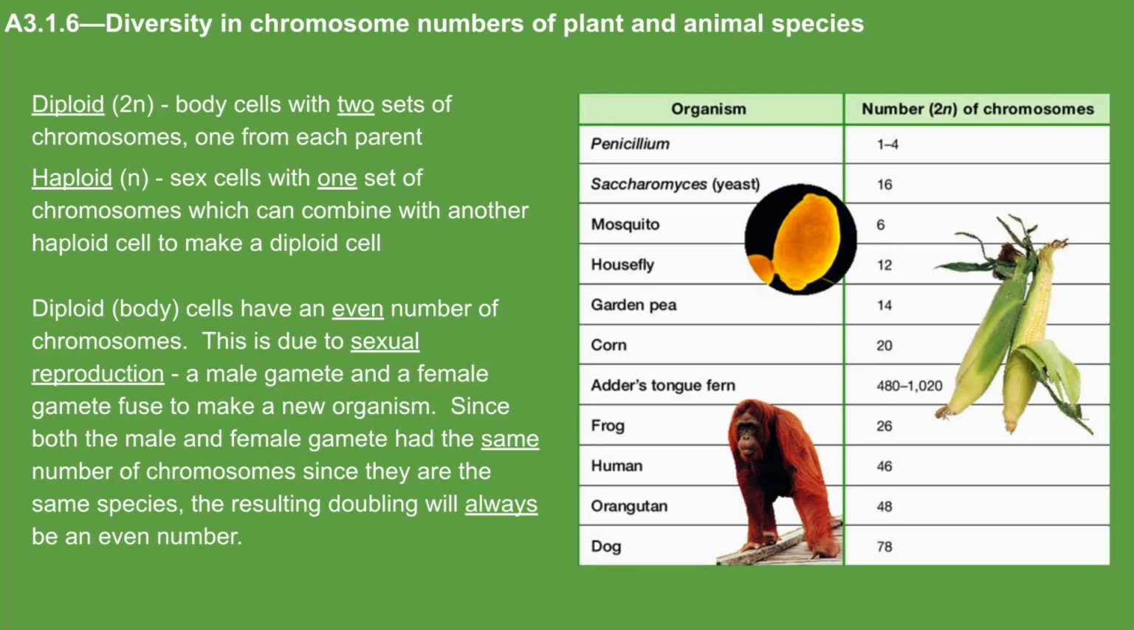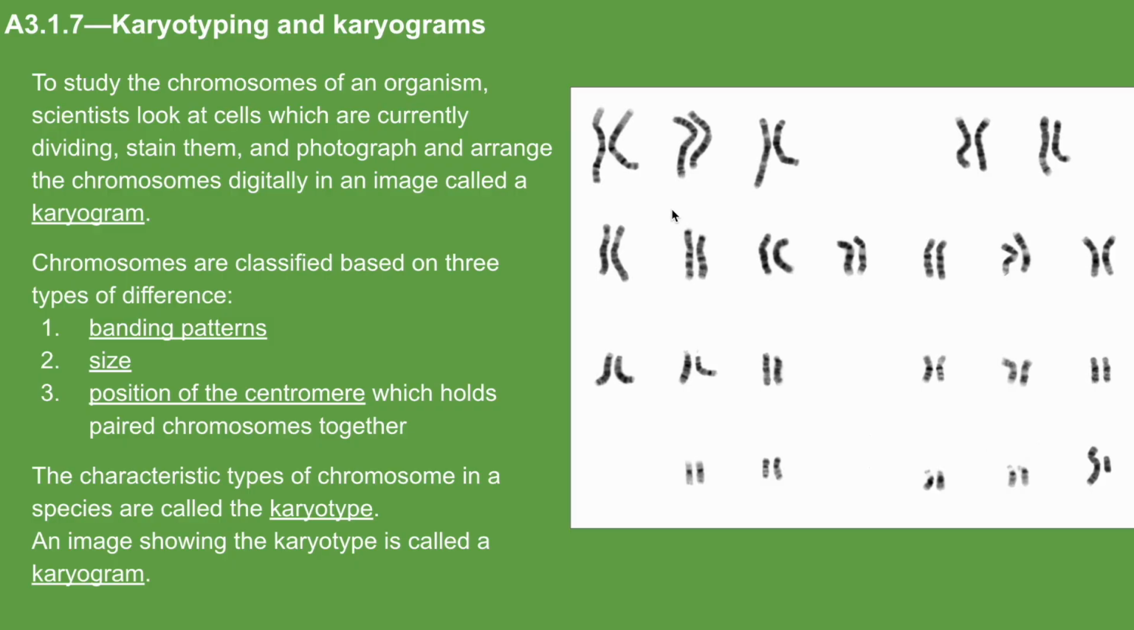in some other organisms. This here is a karyogram. This is used to study the chromosomes of an organism. Scientists look at cells that are currently dividing, they stain them, and then they photograph them in this image called a karyogram. Now, this is a human karyogram.